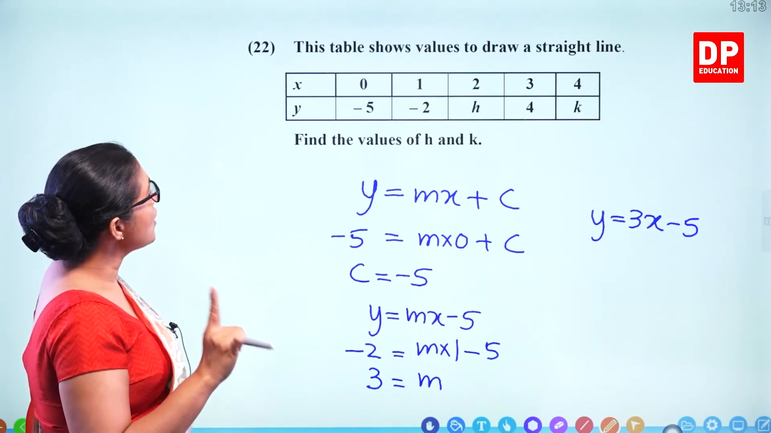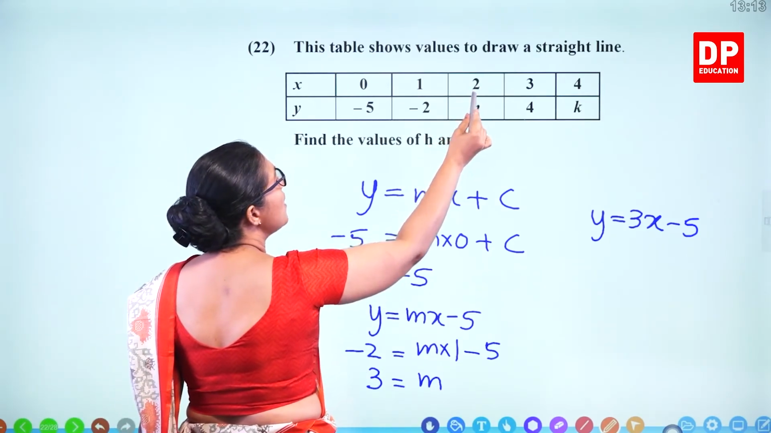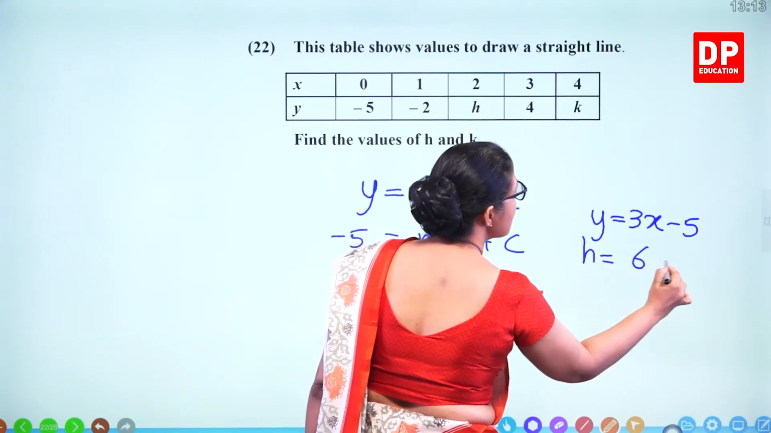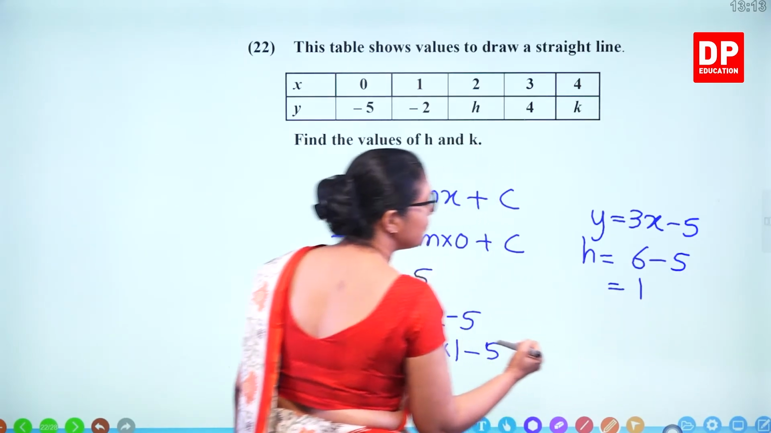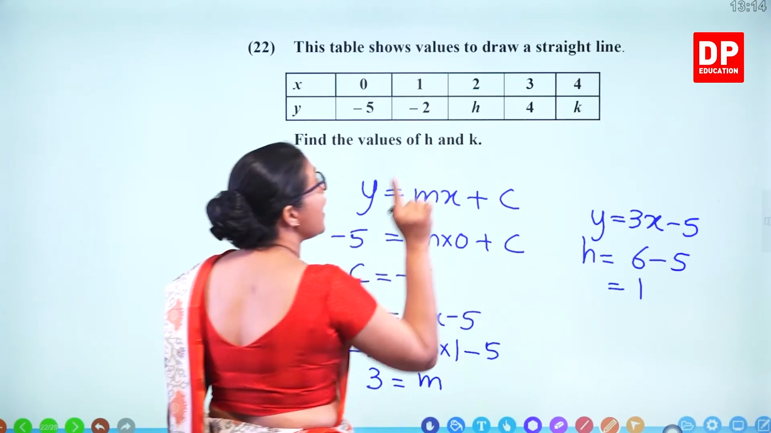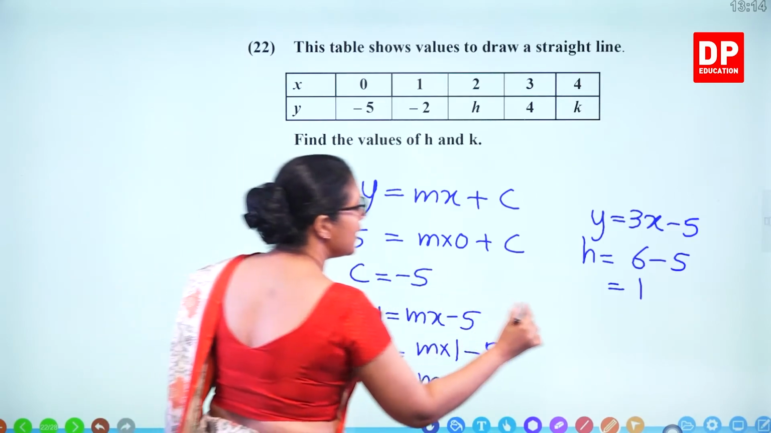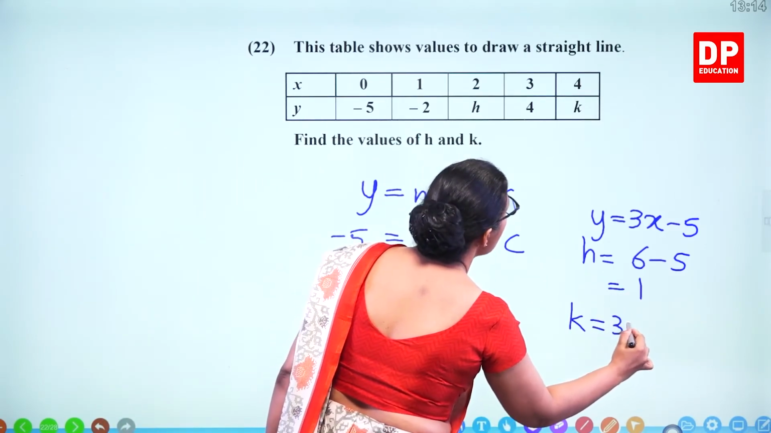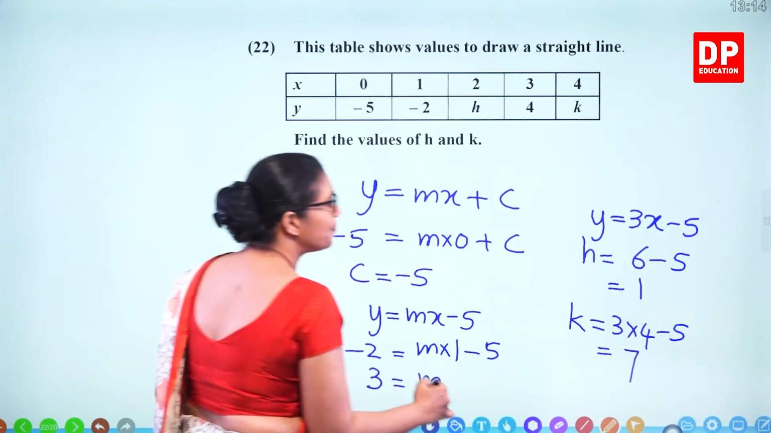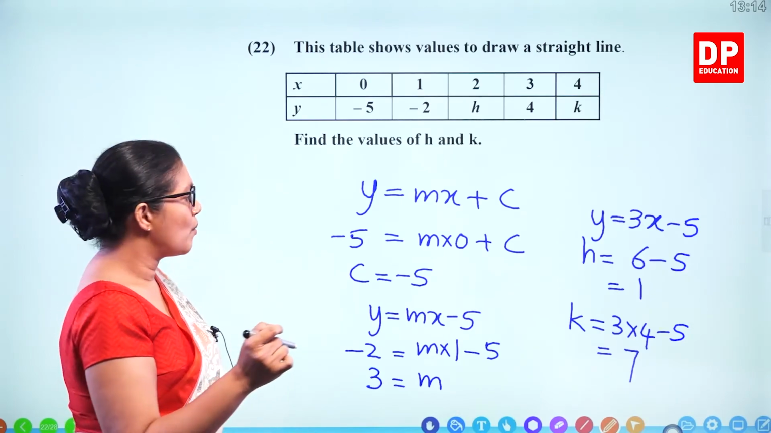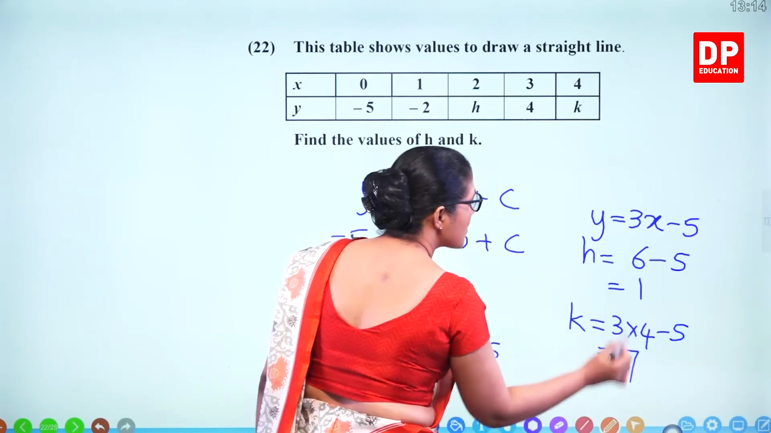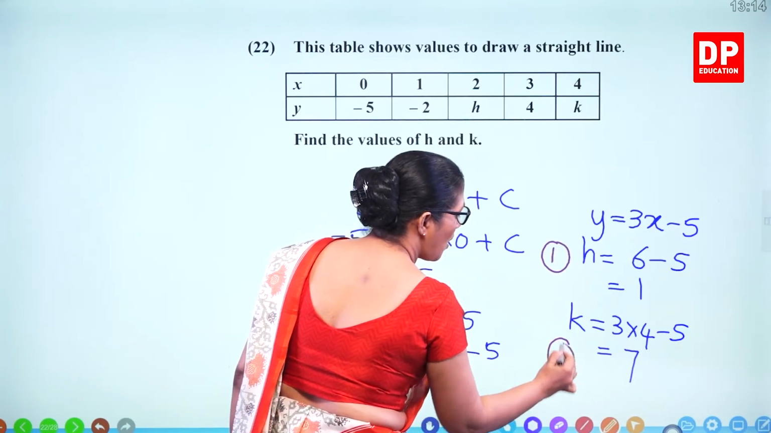Now we can find out h. When x equals 2, the value of y is h. 3 times 2, 6. 6 minus 5, that's 1. H equals 1. Now you can find out k. When x equals 4, y is k. K equals 3 times 4 minus 5. 12 minus 5, that's 7. So h is 1 and k equals 7. Those are the two values. So you get 2 marks, 1 and 1.